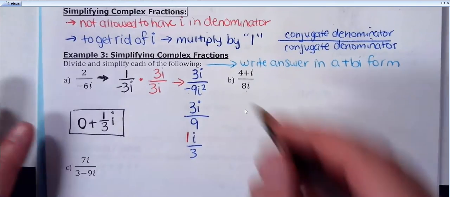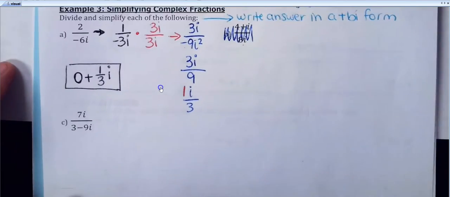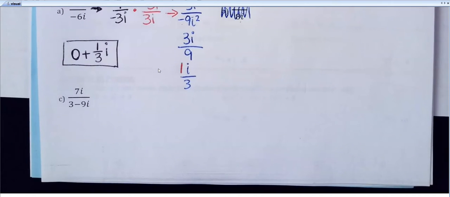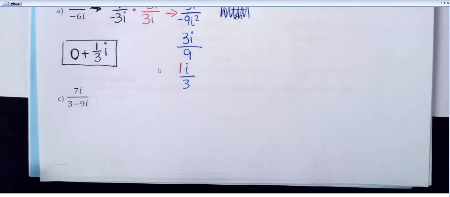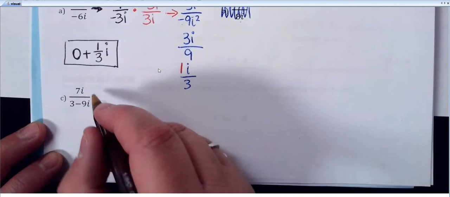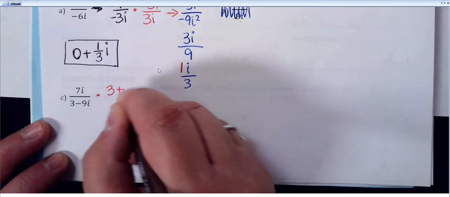Okay, let's skip this one for the moment just to save some time, but I do want to do the one at the bottom. So I can't simplify anything there. I have 7i, I have 3, and I have negative 9i. Those three terms, if you will, don't have anything in common, so I cannot reduce that in any way. So my only thing here is I'm not allowed to have an i in the denominator. So I need to multiply the top and bottom here by the conjugate of the denominator.